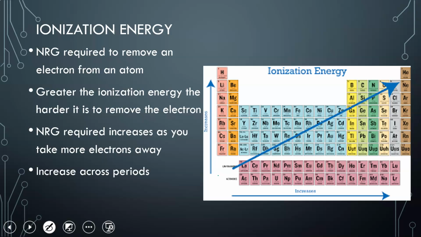So it increases across the period. So as we move from left to right, it increases, and increases as we move up. All right, so the greatest is going to be over in the right top corner, and then the lowest is down here in the bottom left.